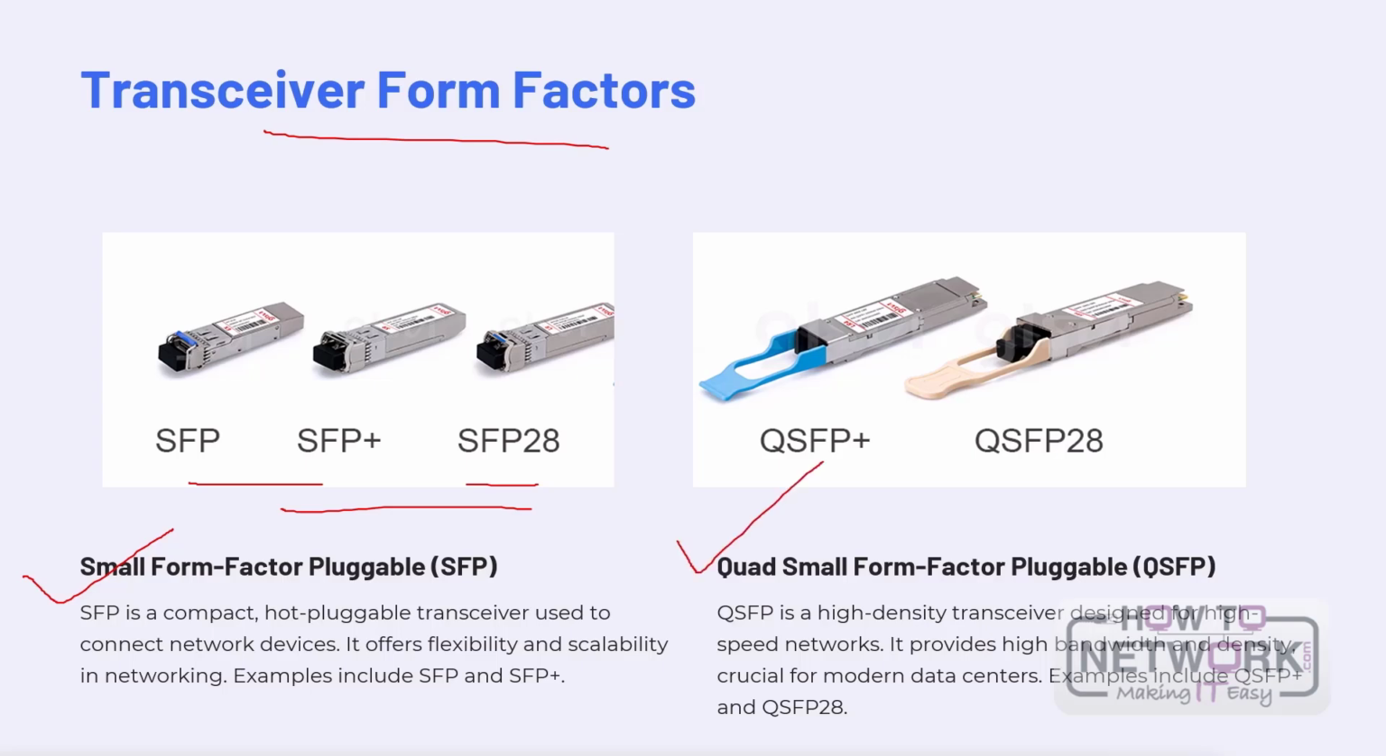The next one is quad small form factor pluggable, QSFP. It is a high-density transceiver designed for high-speed networks. It provides high bandwidth and density that is important for modern data centers. So QSFP transceivers are typically used for 40G, right? Gbps up to 100G applications. They're commonly found in high-performance switches, routers, and servers. So if you know Cisco CCIE, these are data center switches. From the spine to the leaf, they use 40G up to 100G links. Okay.